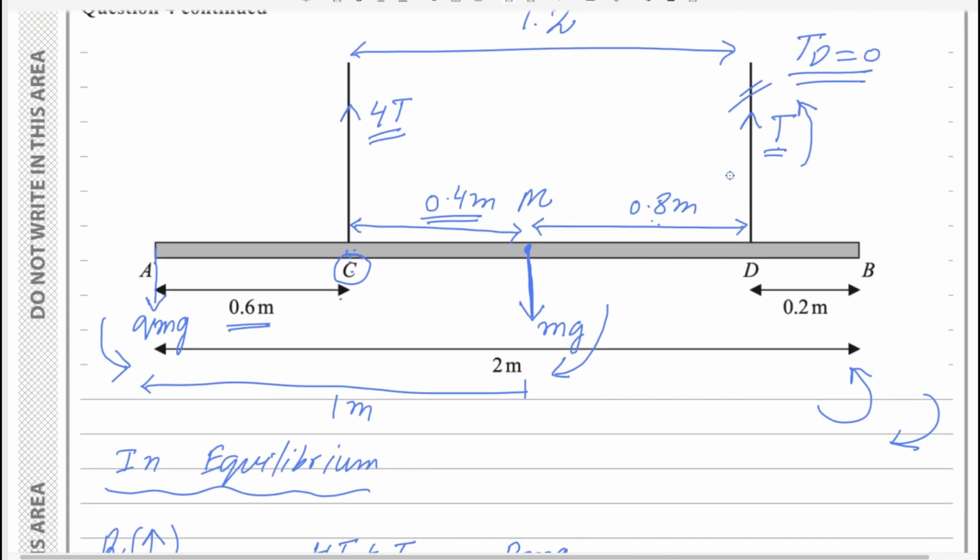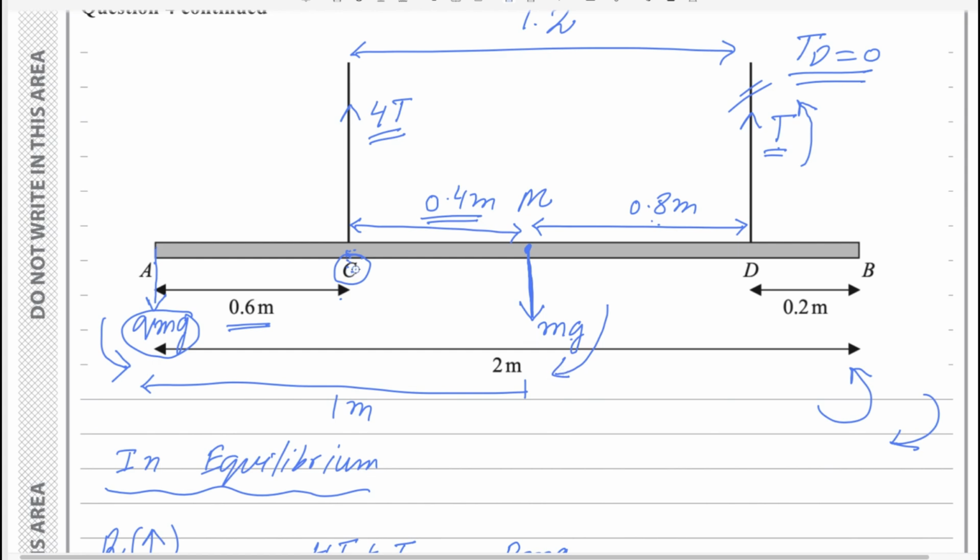Now this tension, this force is ignored and you are considering this one. Look at this figure. We ignore this force as well because we are considering this C as the pivot. Okay, we will ignore this force. Now only two forces are left over there. One is QMG, and QMG is producing anti-clockwise rotation about C, and MG is producing clockwise rotation about C.